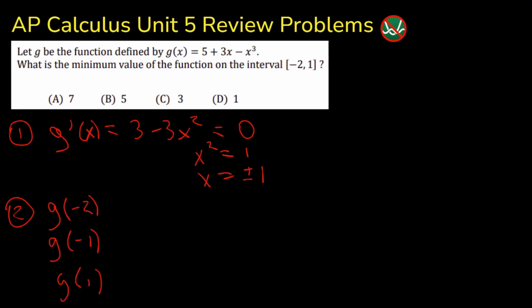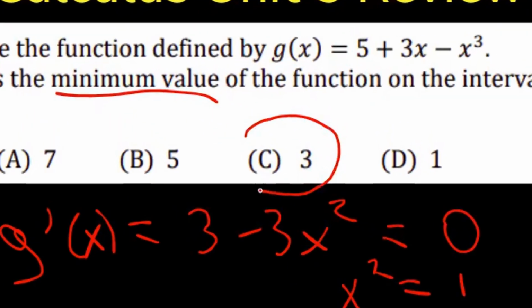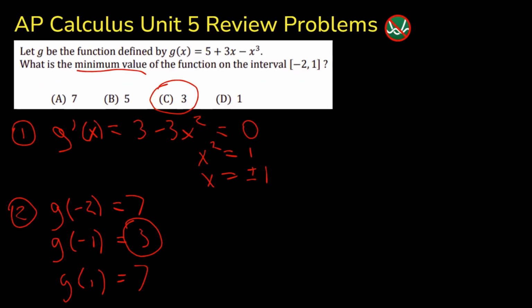G of -2 is 7. G of -1 is 3. And g of 1 is 7. But it wants to know what is the minimum value. The minimum value is 3, choice C. So be careful here. The one we did previously was asking for the x value. This one is asking for the actual value.